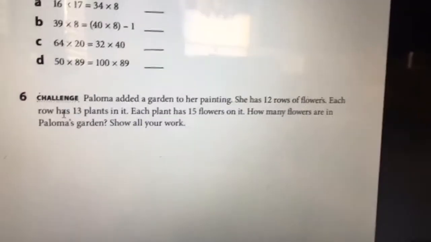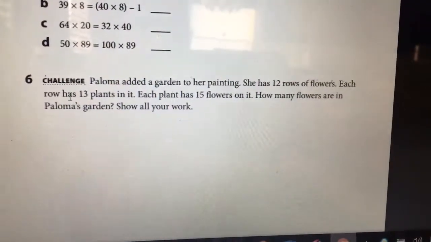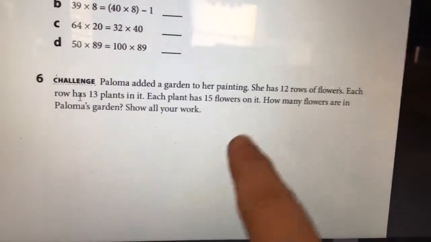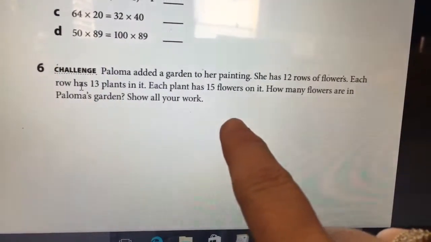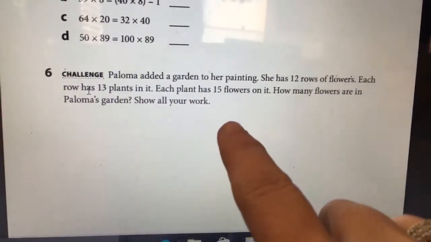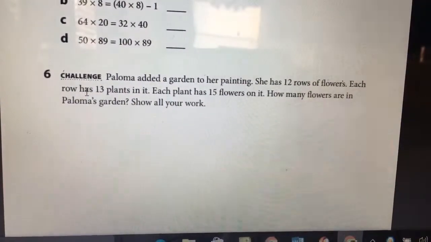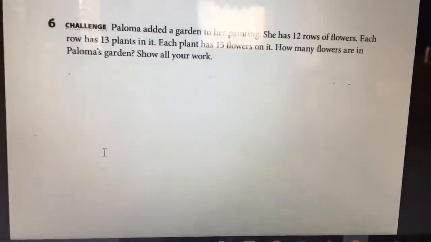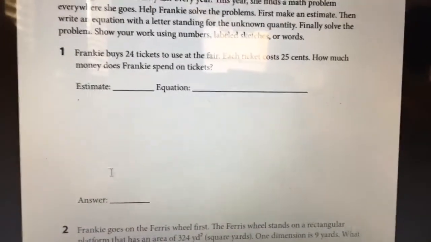And then the challenge. So this one, 12 times 13, and then times 15. That one's going to be a big number. So it's a 3-digit by 2-digit. If you wanted to attempt that, I haven't taught that to everybody yet. That's for PACE kids. And then these should be what we've been working on in class.